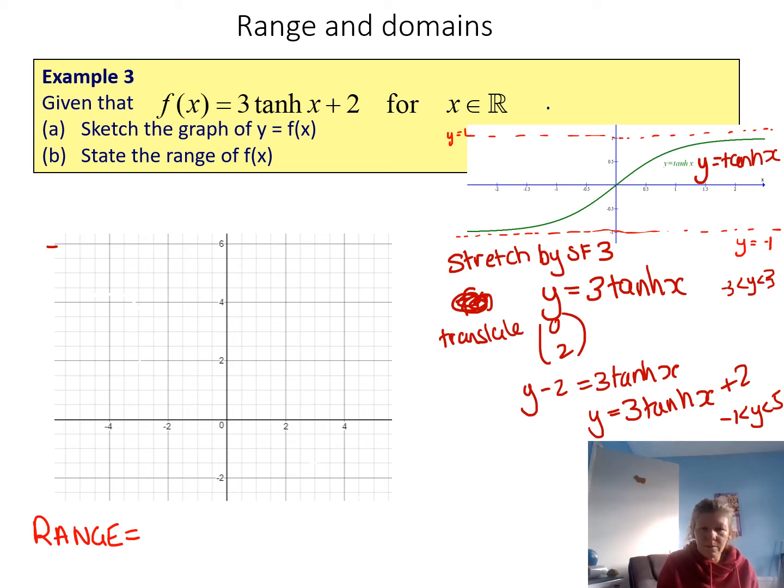Move that off. Start again. So if we put the asymptotes on at 5, a nice steady hand, and at minus 1.